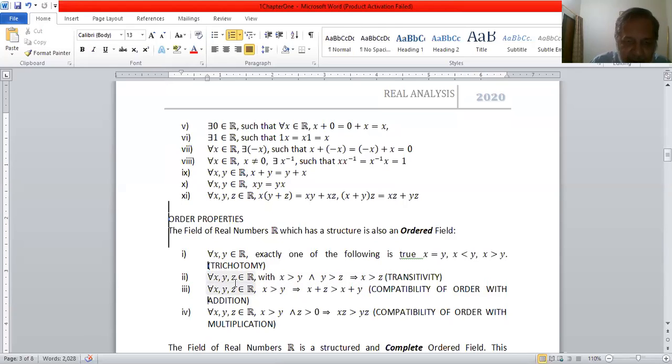The second part of order property is that you can see three numbers. You choose three real numbers. If x is greater than y and y is greater than z. I hope you are familiar with this notation.